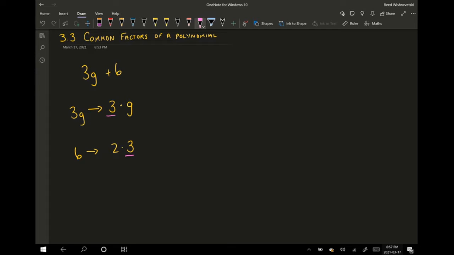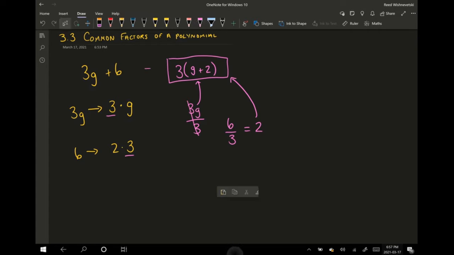So what that means is we're going to pull out a 3 outside of the brackets, and inside we're going to have to do some work here. So for 3g, we're going to do 3g divided by 3. The 3's are going to cancel, and all we're left with is the g that's going to go up here. Now the next one we're going to do is 6 divided by 3, which is going to equal 2. So then we're going to bring the positive 2 up here. So this is our final factored form. Okay, so 3g plus 6 is equal to 3 times g plus 2.